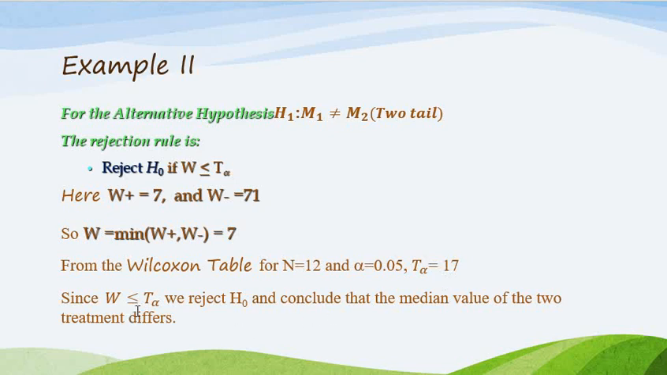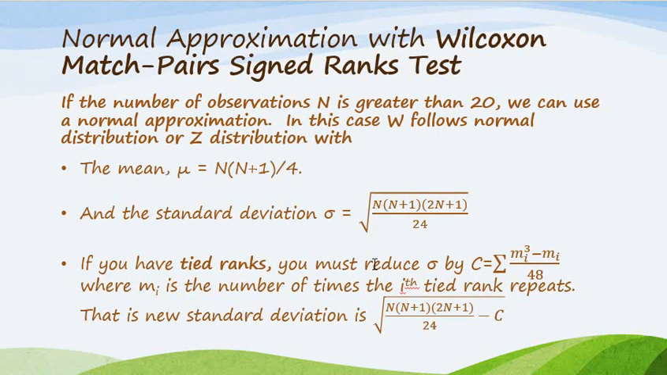Here 7 is less than 70. So we reject H naught and conclude that the mean values of the two treatments are different. That is, we reject H naught and conclude that mu1 is not equal to mu2.